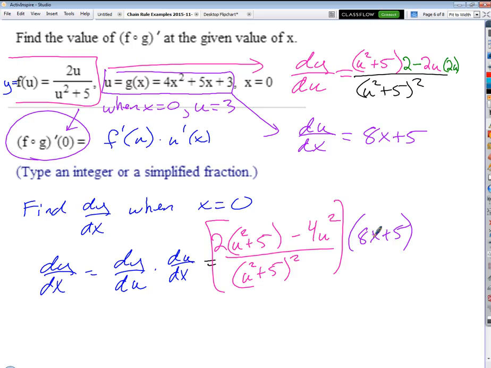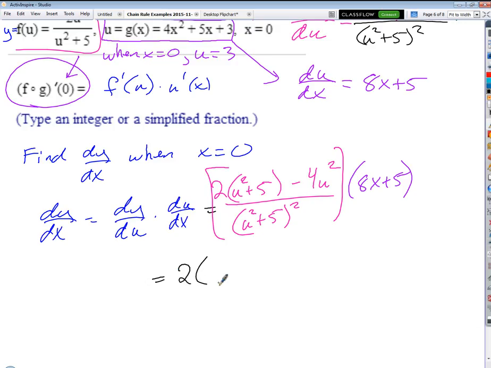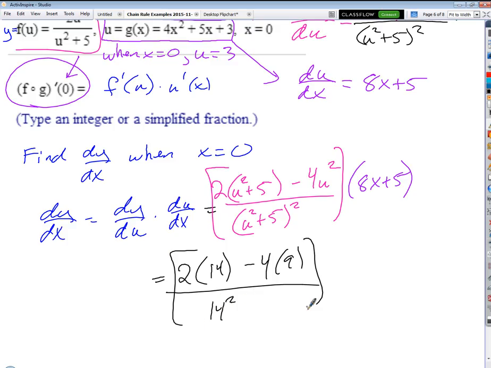How do I know? Because if I plug 0 in for x, I get 4 times 0 squared plus 5 times 0 plus 3. Okay. And so this makes our answer then, see that was 3, so I get 2 times 3 squared plus 9 is, what, 14? Minus 4 times 9, over 14 squared, times 5.